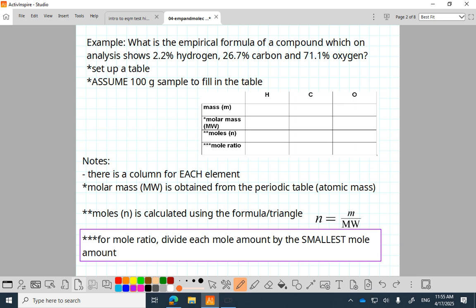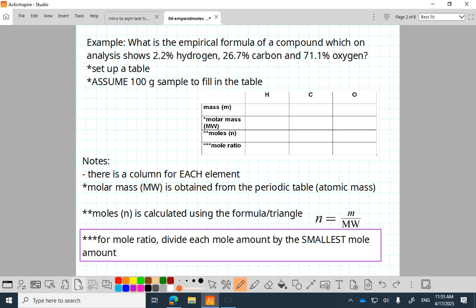One of the things about these questions: we already calculated percent composition, sometimes with molar mass and sometimes with grams. Then you could be given grams in the question, or you could be given percentages.